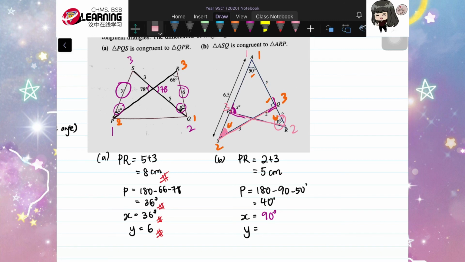So Y. Okay, so Y here is 1, 3. So we look at 1, 3 here. You're not given anything, but you're given 6.5. Okay, let's see what they give you more. They give you 2 here. This is also 2. Or you can say that this is 6.5. This is also 6.5. So Y is 6.5 minus 2, which equals 4.5.